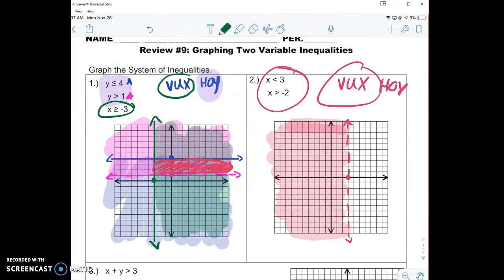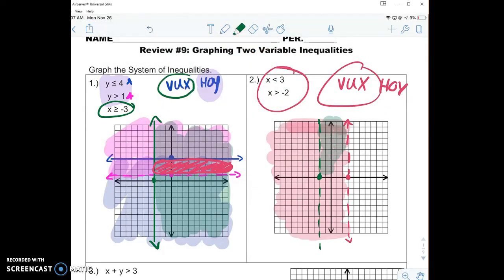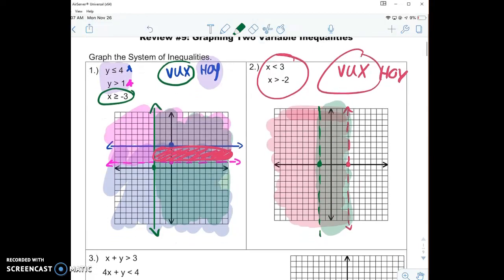My second equation, x is greater than negative 2. I'm starting at negative 2. This is another dotted line. And x is greater than, that means I need all the x values greater than negative 2, or to the right, and I only care about the overlap part. So my solution is the space in between my two vertical lines.